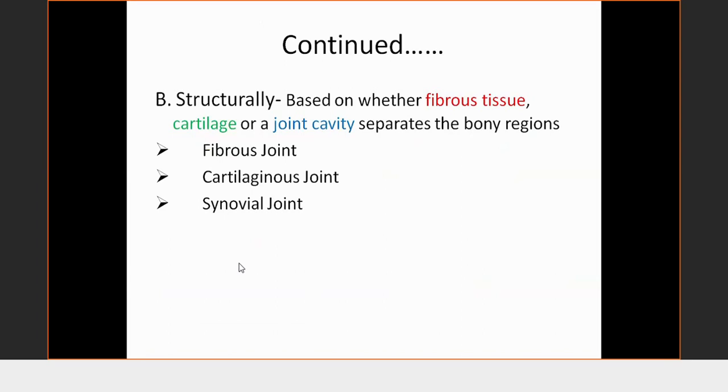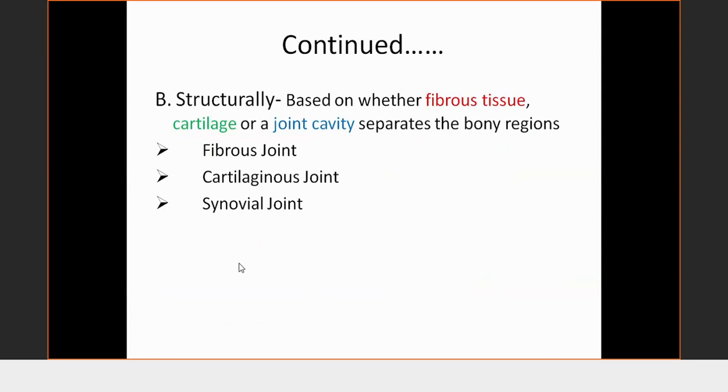Now, cartilages, you might be aware, were a topic of the previous class, bones and the cartilages. At least you might know there are three types of cartilage: fibrocartilage, elastic cartilage, and hyaline cartilage. So depending on the structure between the two articulating bones, this structural classification divides all joints into three categories: the fibrous joint, cartilaginous joint, and synovial joint.